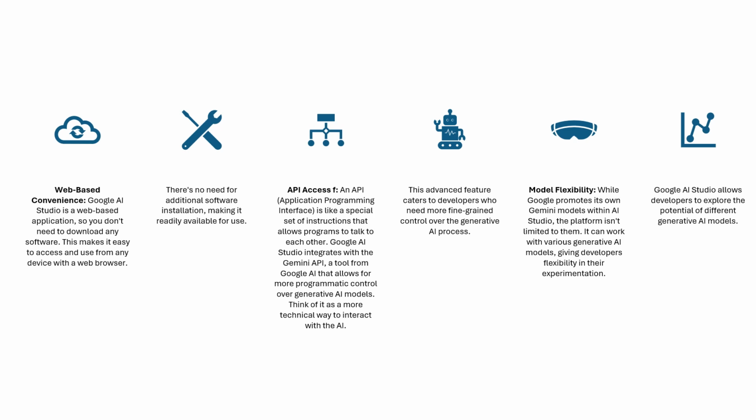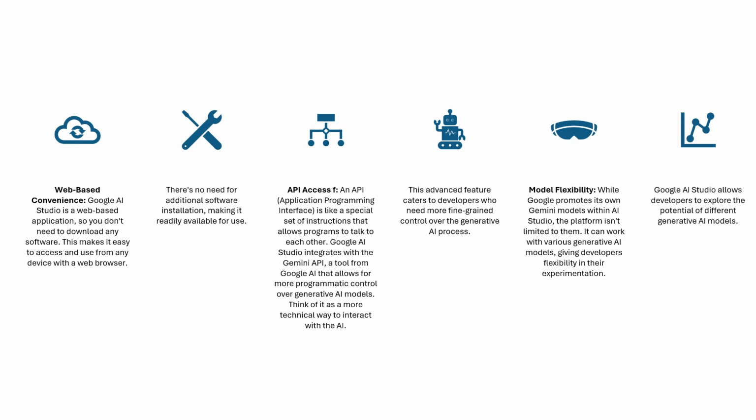An API, or application programming interface, is like a special set of instructions that allows programs to talk to each other over the internet. Google AI Studio integrates with the Gemini API. Gemini is a large language model developed by Google, and integrating with it allows for more programmatic control over generative AI models. Think of it as a more technical way to interact with the AI. This advanced feature caters to developers who need more fine-grained control over the generative AI process.